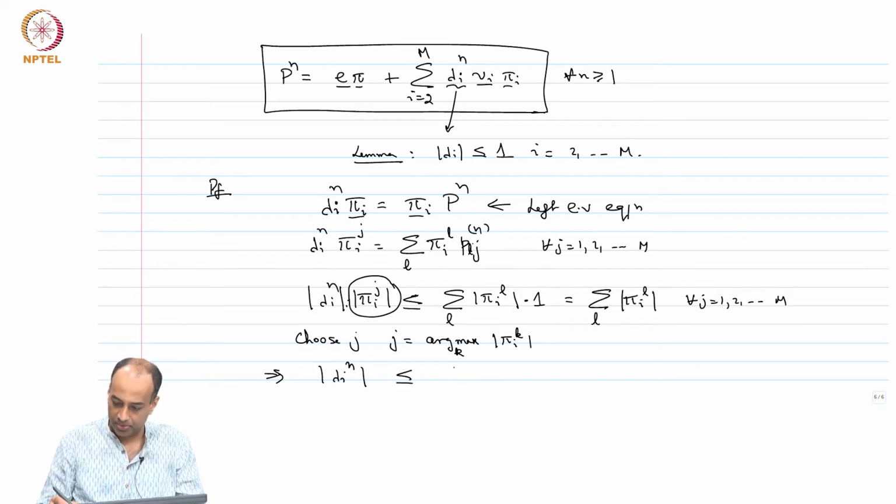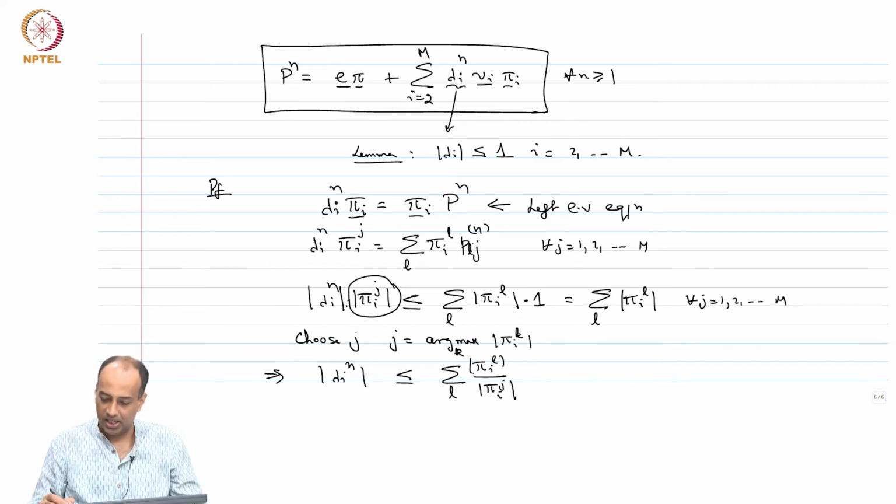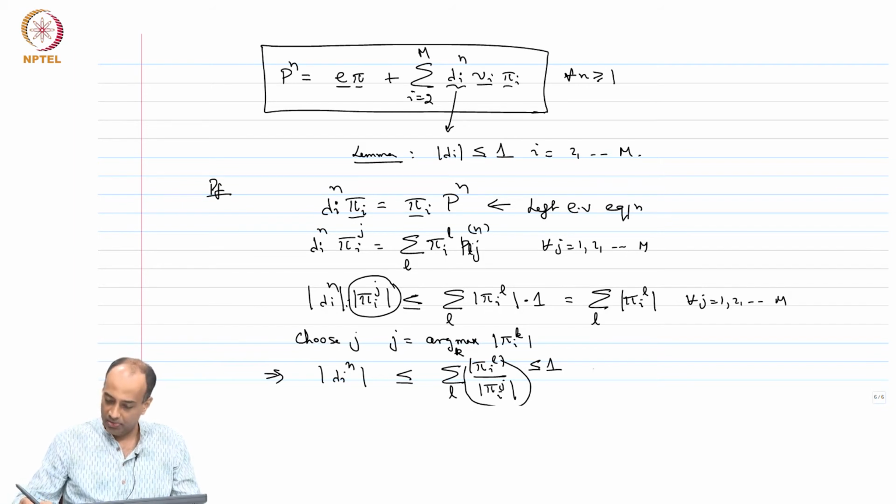is less than or equal to the sum over L of the absolute value of pi I L over the absolute value of pi I j. And you have chosen j such that these ratios are all less than or equal to 1, because you have chosen the j for which the absolute value of pi I j is the largest. So, each of these terms in the sum is less than or equal to 1, which means that the sum is less than or equal to m, and this is true for all n greater than or equal to 1.